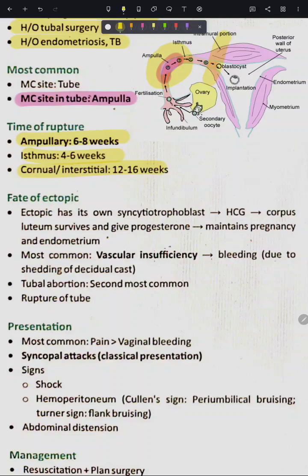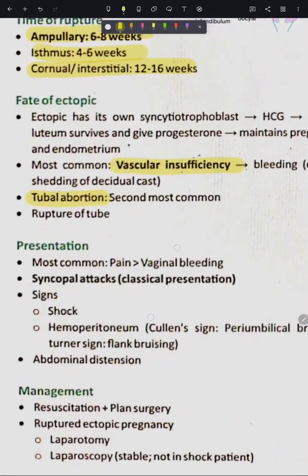Most common is vascular insufficiency. Vascular bleeding occurs due to shedding. Tubal abortion is the second most common. Rupture of tube. Because of vascular insufficiency, blood supply reduces and there will be abortion of the ectopic. And tubal abortion is the second most common, due to rupture of the tube.